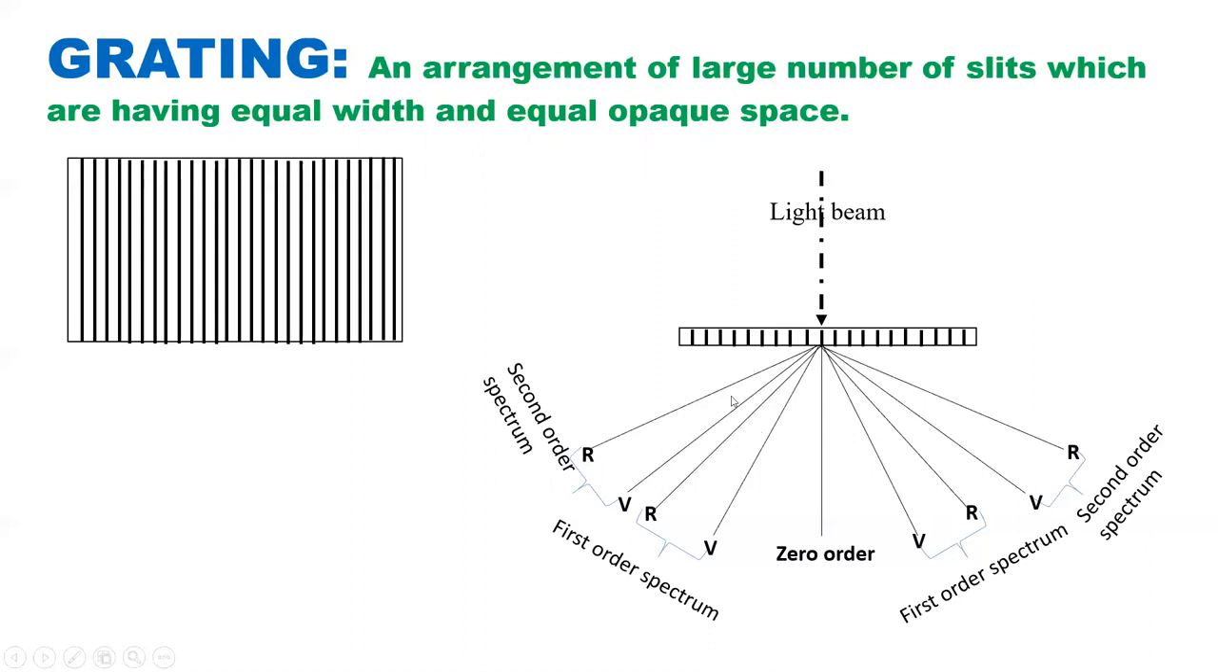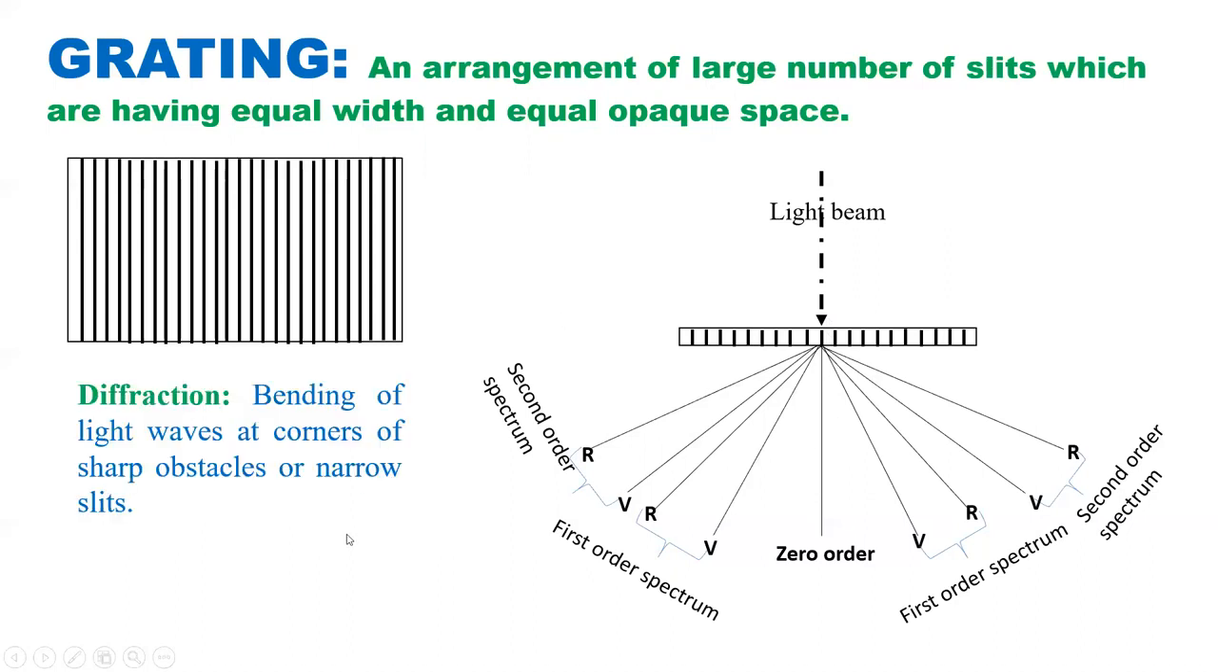Before going to this, I want to tell you what phenomenon is taking place. When the light is incident here, diffraction of light is taking place. What is diffraction? Bending of light waves at the corners of sharp obstacles or narrow slits is known as diffraction. There are two kinds of diffraction.